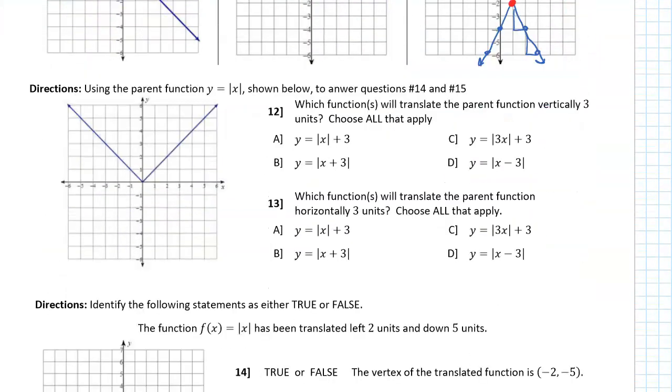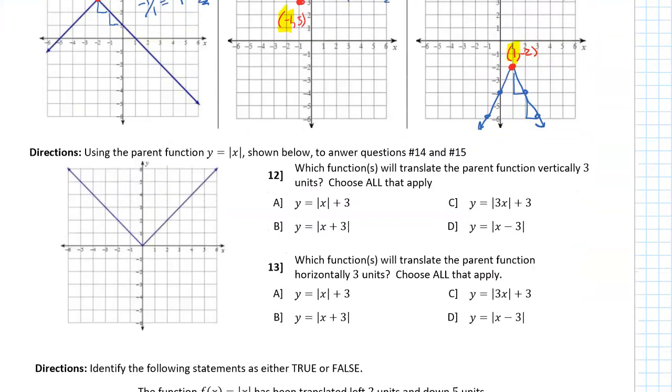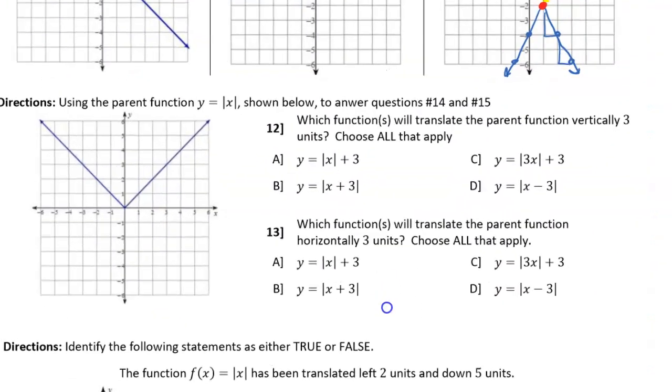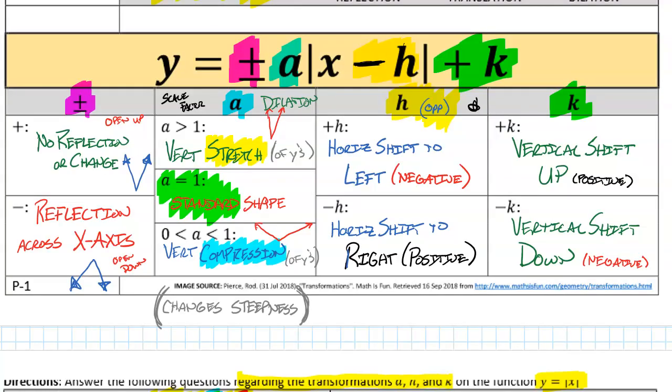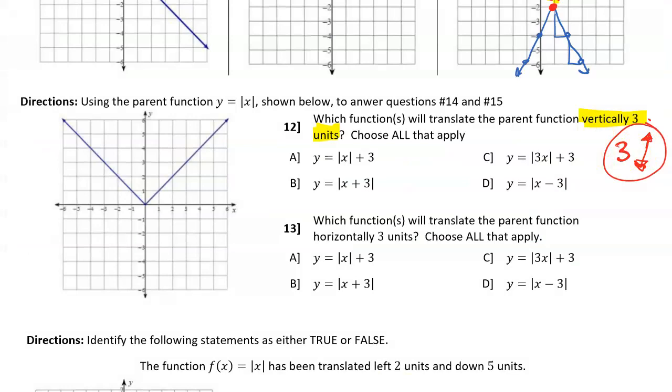Moving on to questions number 12 and 13. Using the graph that's shown as our parent function, y equals the absolute value of x, which functions will translate the parent function vertically 3 units? Well, vertically means up and down 3 units. Looking at our equation again, we note that the k value is responsible for any vertical shifting, plus or minus. So looking at our equation, we're looking for a k value of 3, giving us answer choices A and C. Another way for us to check this is to actually use Desmos and type each of these equations in and see which ones have been moved up.